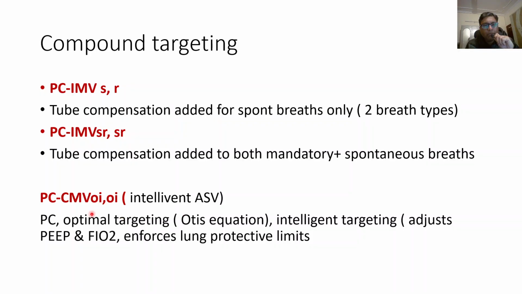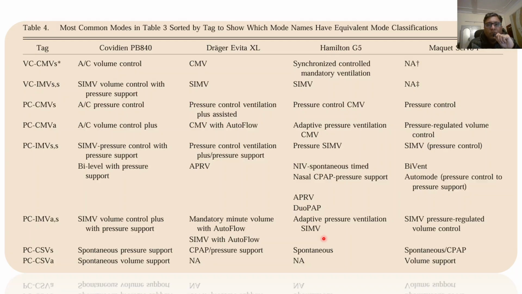Another type can be a combination of optimal and intelligent targeting in both types of breaths. It is seen in the IntelliVent ASV, where the Otis equation is used for optimal targeting, and intelligent targeting is seen where adjustments of PEEP and FiO2 are done and lung protective limits are enforced. So the whole idea of looking at the tags is that we can know which modes across various ventilators behave similarly. There may be very fine differences, but they act the same.